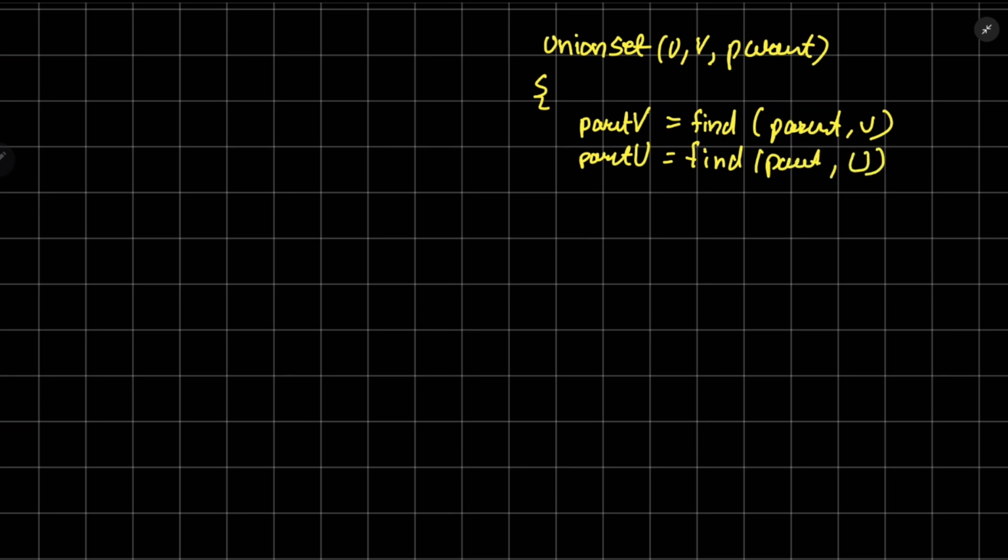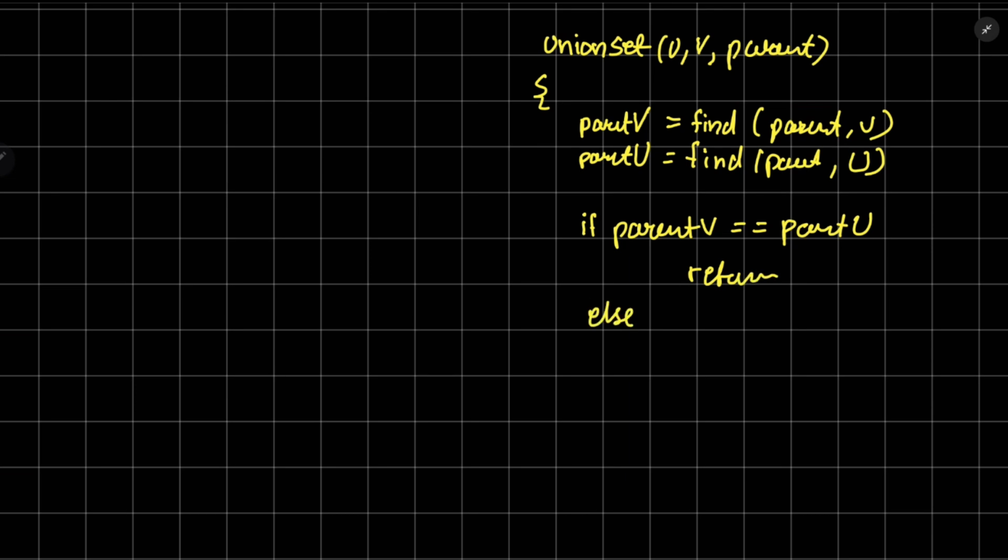Now that we have found the parent of both of them, we will see if the parent is the same. So we will see if parent of v is equal to parent of u. If both of them have the same parent, this means that they already belong to the same set. So we don't need to do anything, and we will return from here.